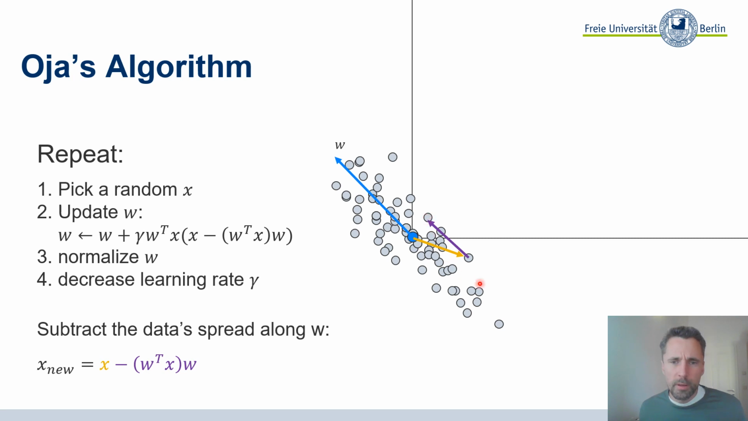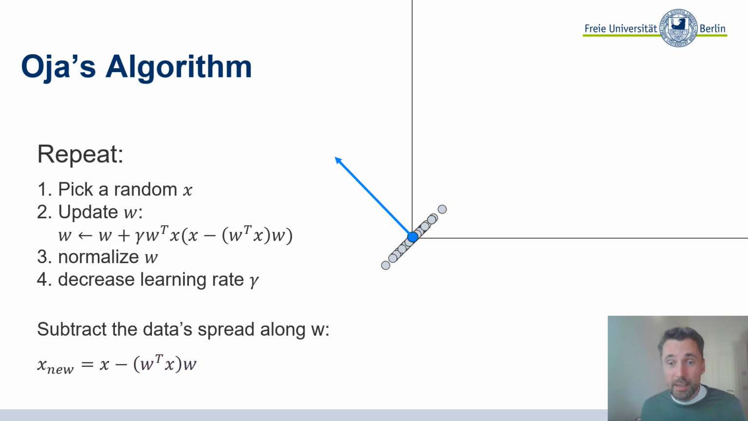Yeah? And so we've transformed this point to a point that lies here, and if we do this for every point, we squeeze everything together onto this one-dimensional subspace in the two-dimensional space. And then we can do this procedure again and find the new direction.